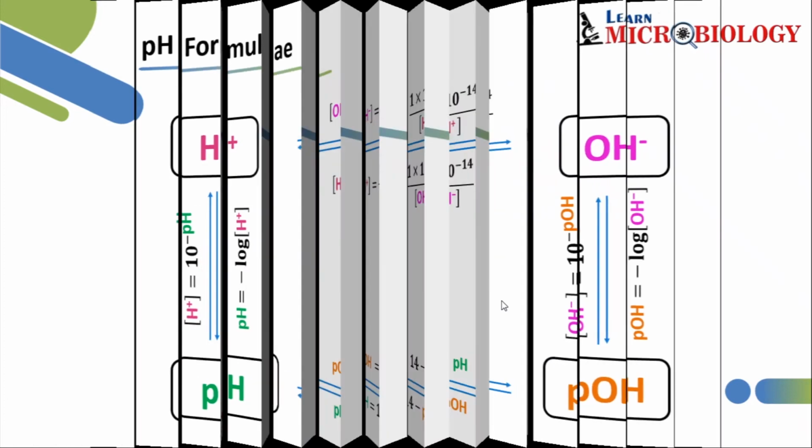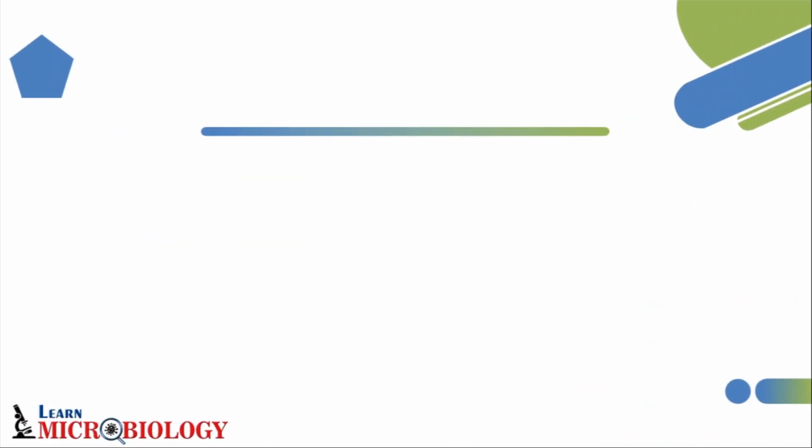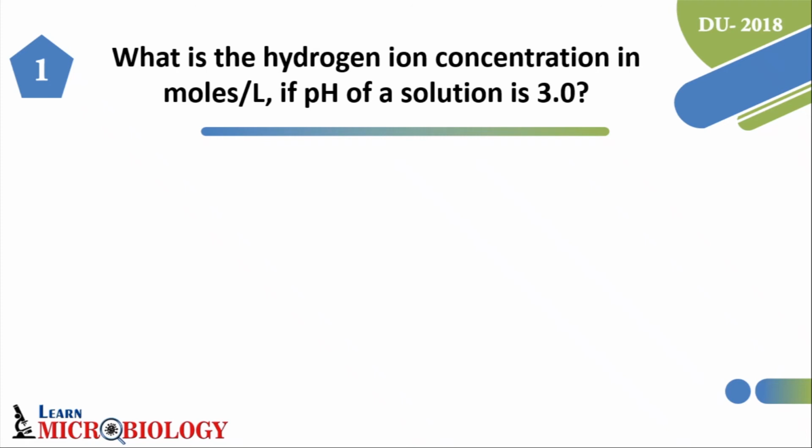So we have understood the concepts behind the pH, the different kinds of formula that you can use to solve the questions on pH. So now let us start solving some questions which have been taken from previous year entrance exam question papers. So here is the first question for you. What is the hydrogen ion concentration in moles per liter if pH of the solution is 3? Okay, and here are your 4 options.